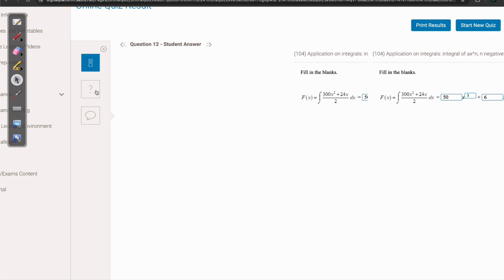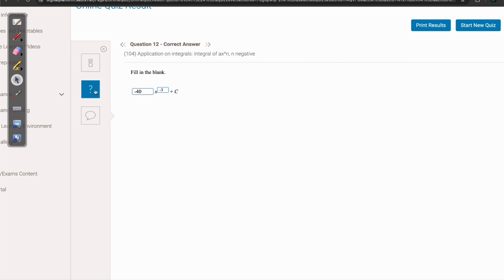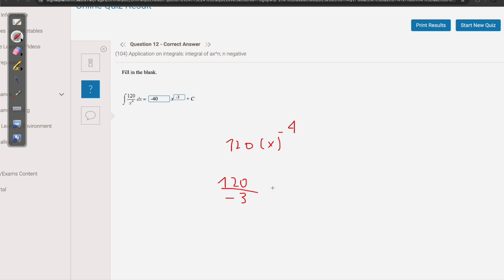Number 12. Fill in the blank. Okay, so this is simply 120 times x to the negative 4 and then you do the rule. So 120 over negative 3 times x to the negative 3, which is negative 40x to the negative 3, which as always is the answer they're looking for.